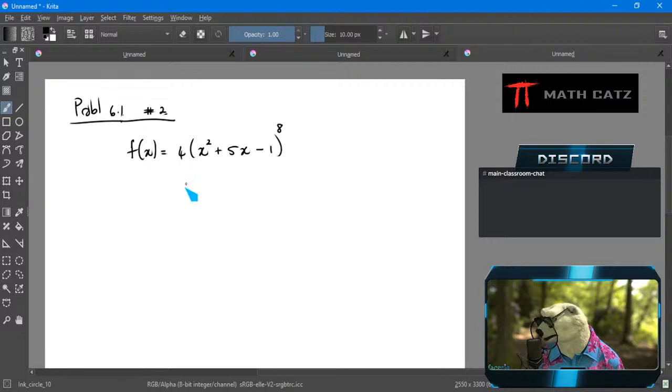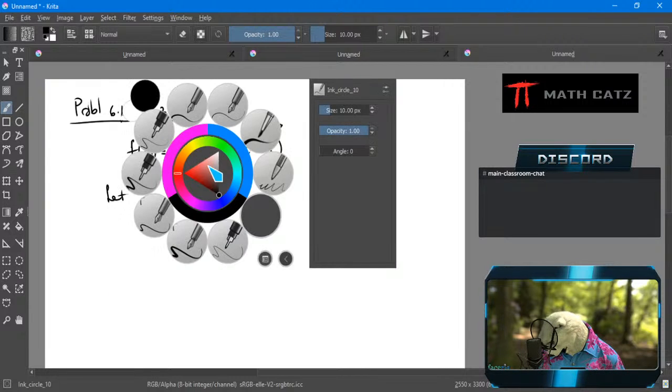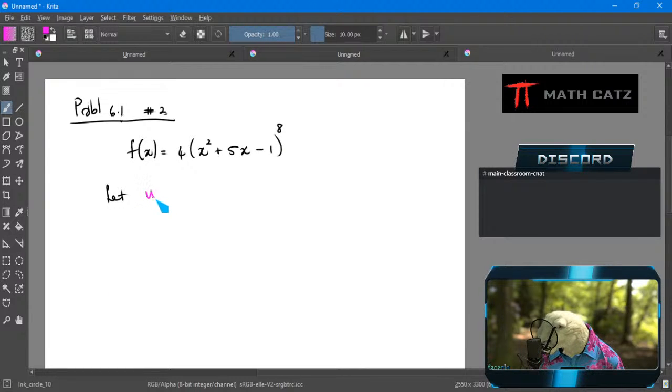I need to see this as a function of a function. So I say, let u, let's actually get more creative with the colors, and let's say my pink is my inside function. The obvious choice, x squared plus 5x minus 1, right? There's no other choice, really. Once I've made that choice, I'm then stuck with my outside function to match it, which should have been in blue.